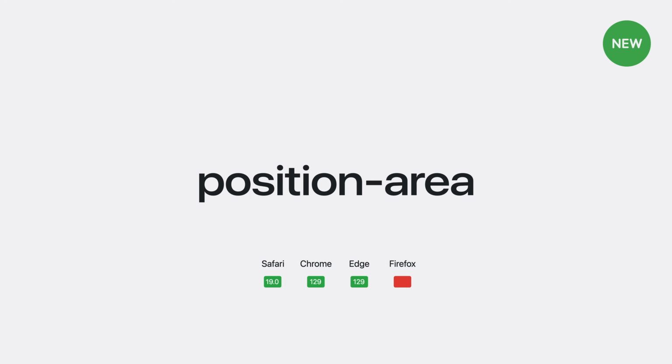The first is position area. Let's explore what this is. My anchor sits in the middle of a grid with 9 squares. I've got 3 columns, left, center, and right. And I've got 3 rows, top, center, and bottom.